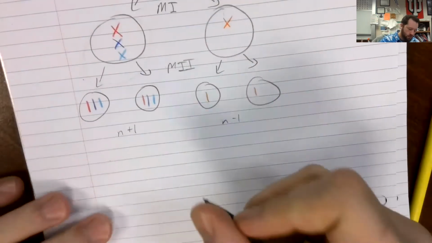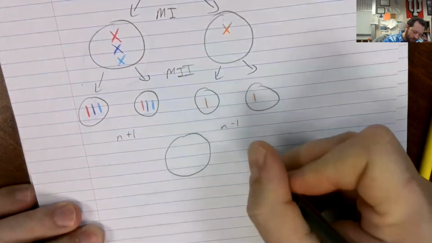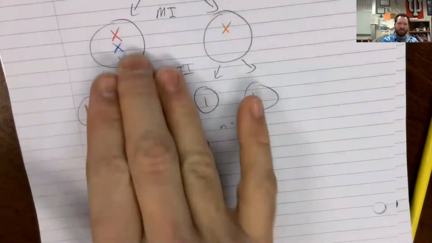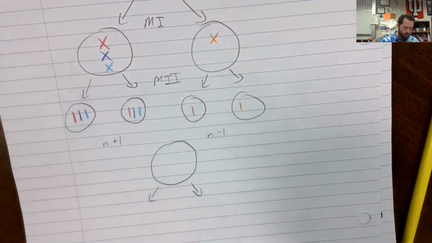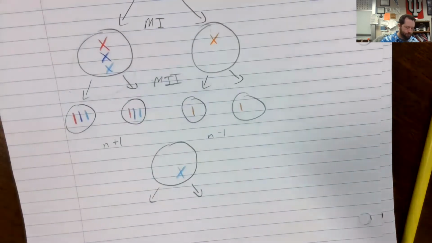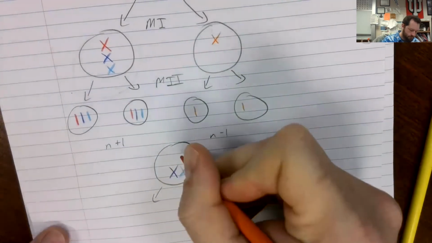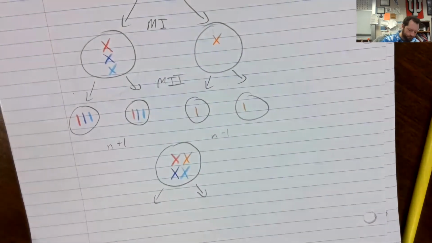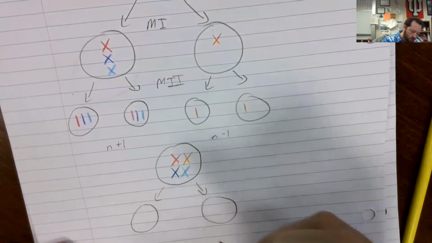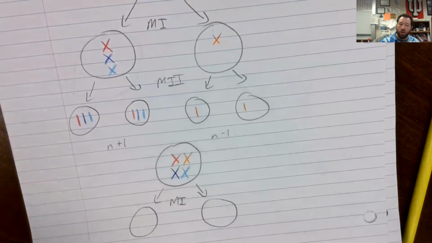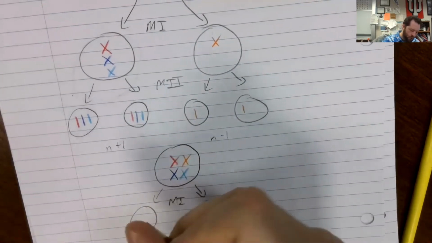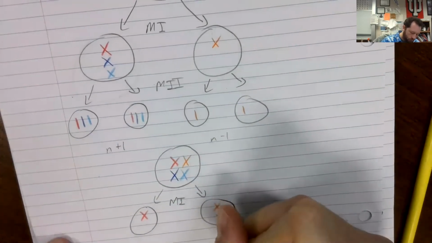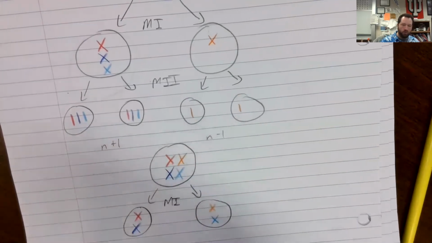This can happen. That's non-disjunction occurring in anaphase 1, but it could also happen in anaphase 2. So let's say we go through meiosis 1 and everything works according to plan. The red chromosome gets pulled over here, the orange chromosome gets pulled over here, the light blue over here, and the dark blue over here.